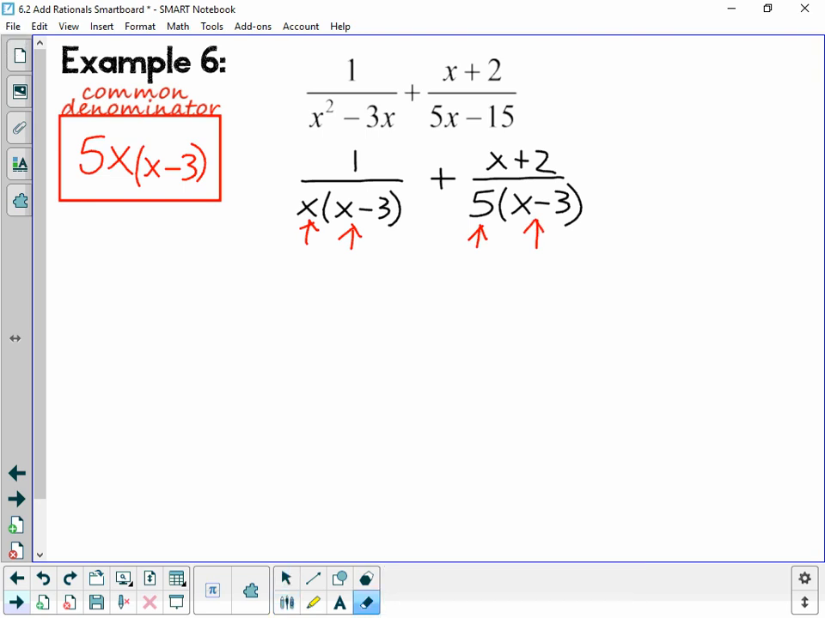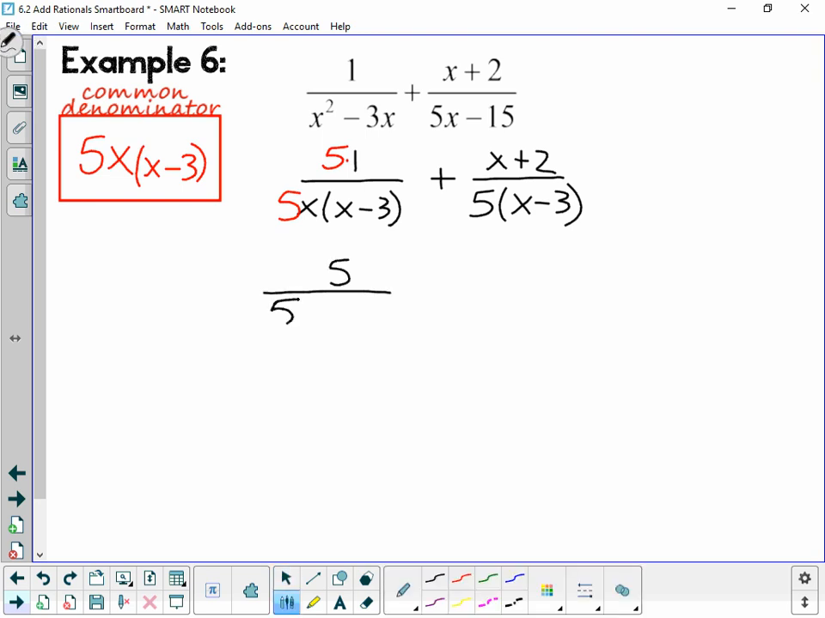So our common denominator is going to be 5x times x minus 3. So as we're looking at our two fractions, you can see that the first one already has the x and already has the x minus 3. It needs to be multiplied by 5. So this first fraction becomes 5 over 5x times x minus 3.